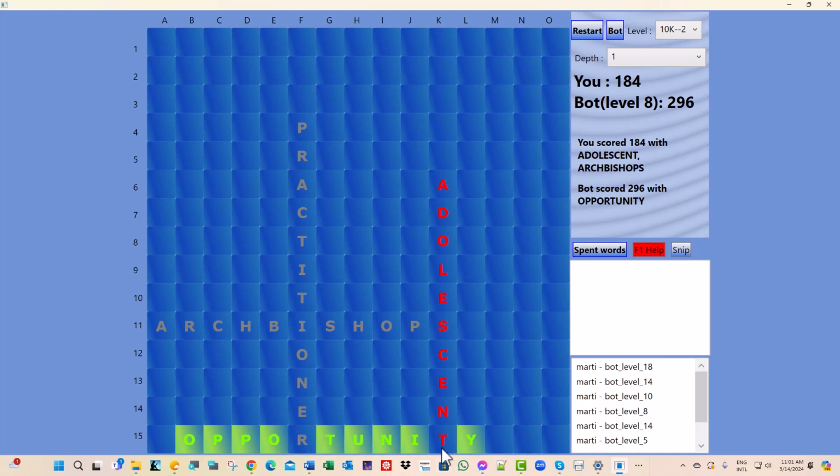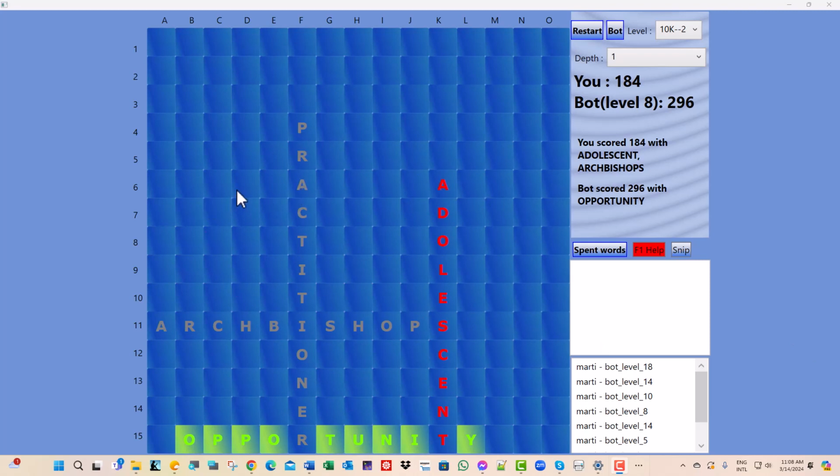Between the R and the T, there are 4 spaces which have been filled by letters, and these are called spans, and they are used in the calculation of the value of opportunity. Because it's a bridge, it brings a lot of points. You can see 296.